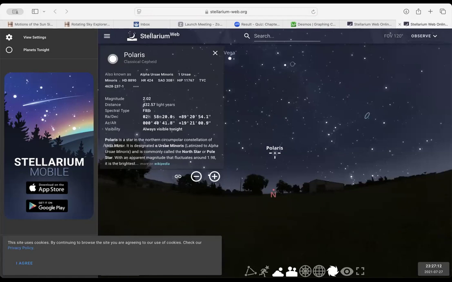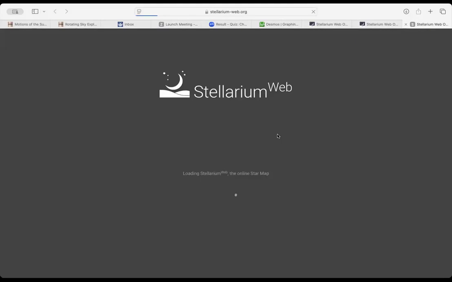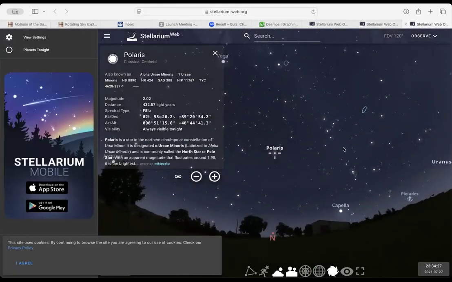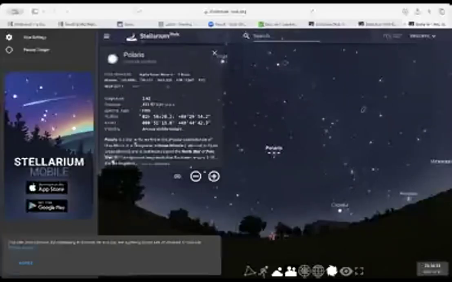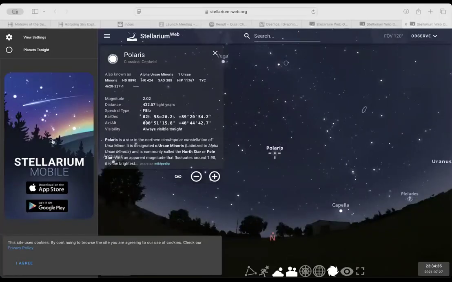Now I'm just going to click on another one and it'll reload and I'll show you what Polaris would look like from a different location. So I'm going to jump ahead to Lincoln, Nebraska. Obviously further north. Notice, Polaris is now further above the horizon. Polaris was pretty close to the horizon. What if you do Winnipeg?